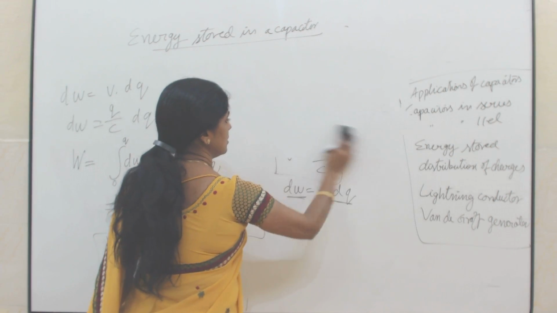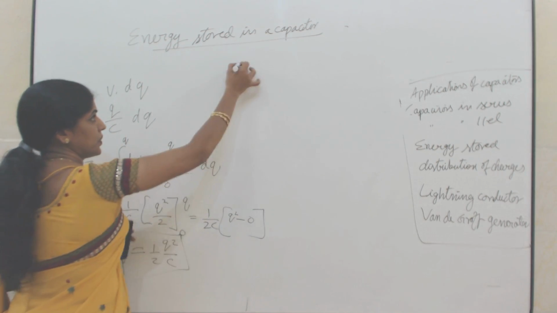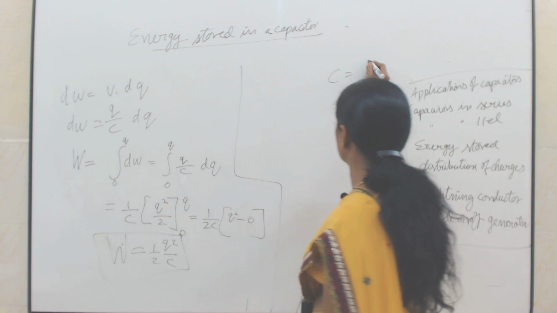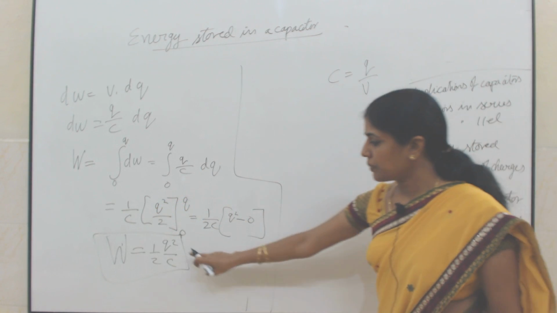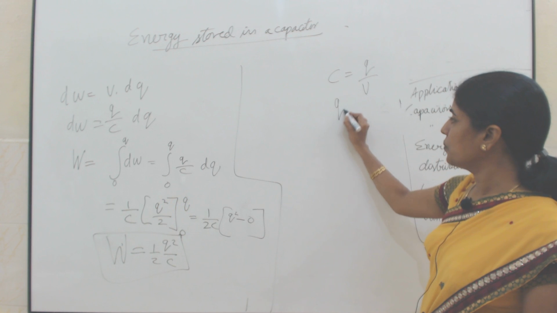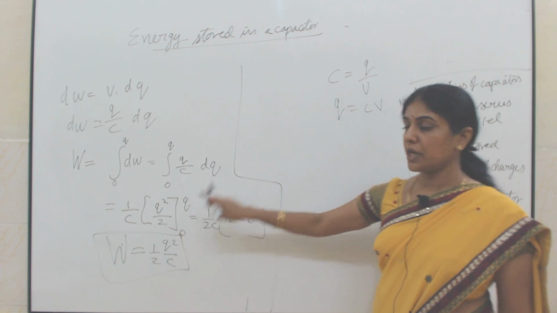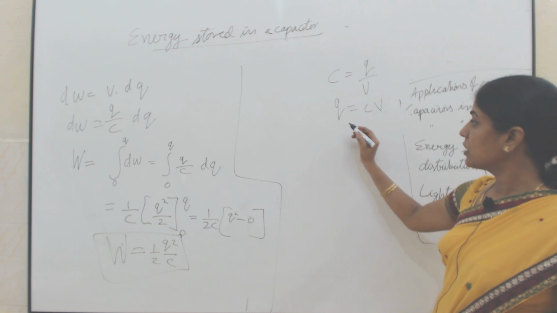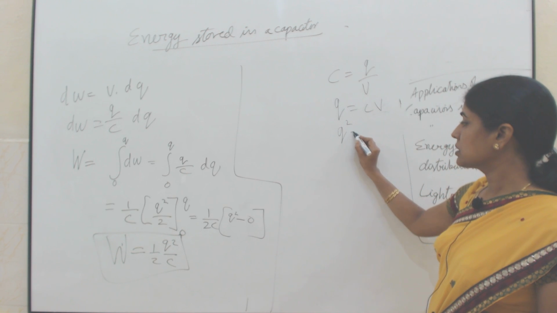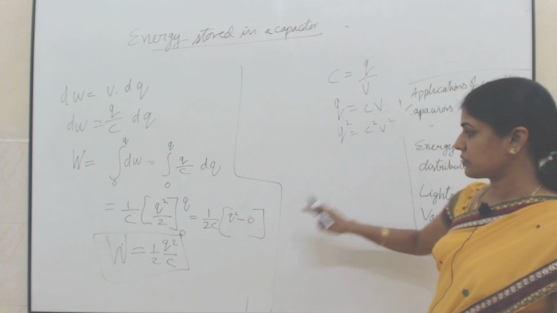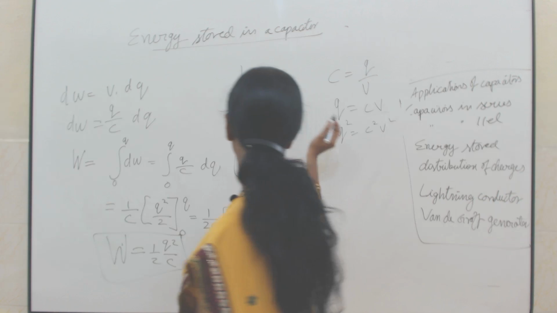Thus, now we know that C equals Q by V. From this, can I write what is Q? Q equals CV. So, in the place of Q, I can substitute CV. Here it is Q square, so it will become C square V square. In the place of Q square, you substitute this.